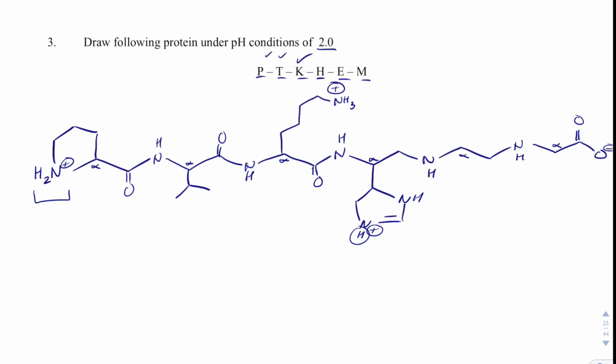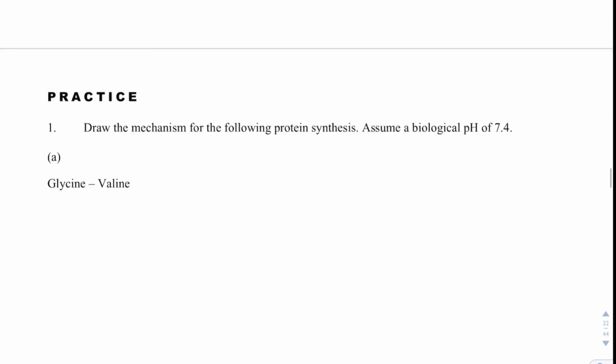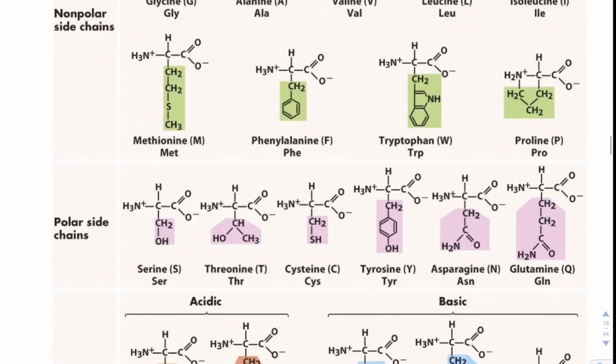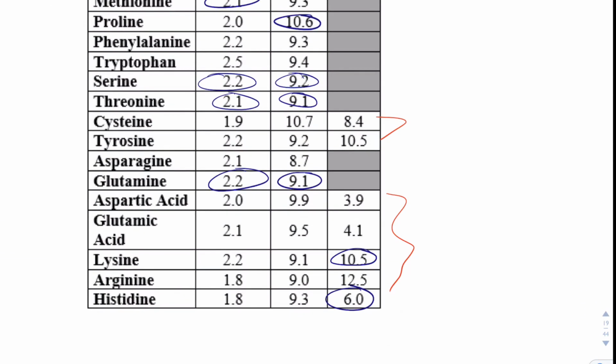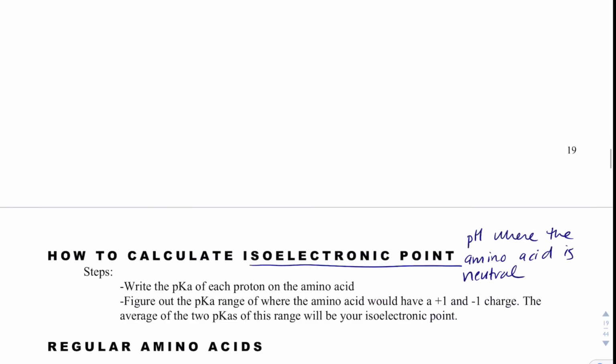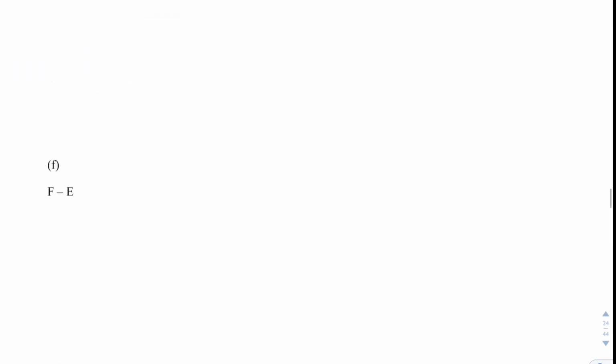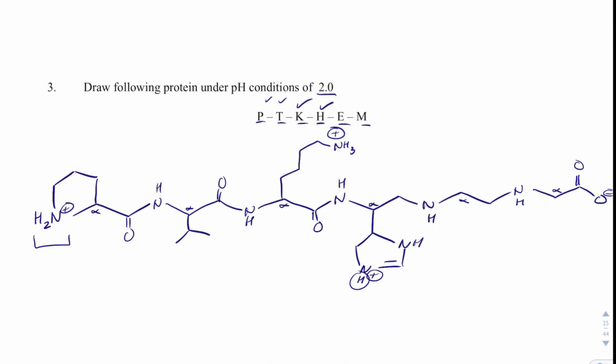Okay, E. Let's go look at E. E is glutamate, or glutamic acid. That'll be 4.1, so that'll be protonated. Okay. So that looks like 1, 2. Okay, that'll be protonated because we're at a pH of 2.